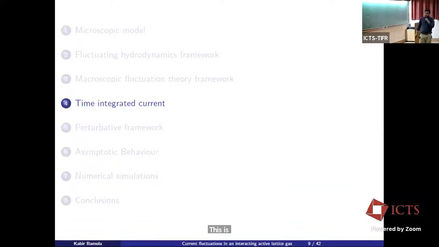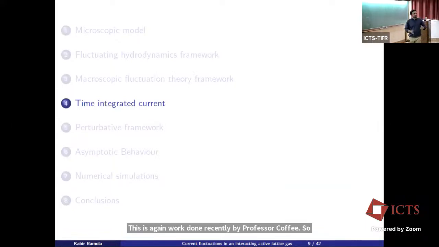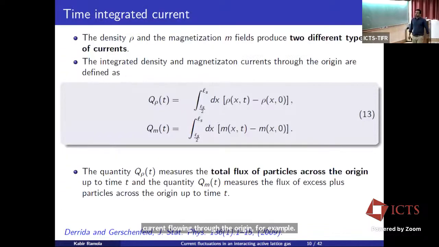So now, using this framework, you can ask many questions, because now you have an action formulation. You can start to ask questions about what is the integrated current flowing through the origin, for example. So that's something that we are interested in. So for the rest of my talk, I will describe how we compute this particular quantity, the time integrated current, which is very useful to understand the large-scale diffusive behavior of many systems. And of course, it was sort of started by a paper by Derrida and Gerschenfeld, where they were looking at this particular quantity, and then you can derive it in the hydrodynamic limit in many systems, including the symmetric simple exclusion process.